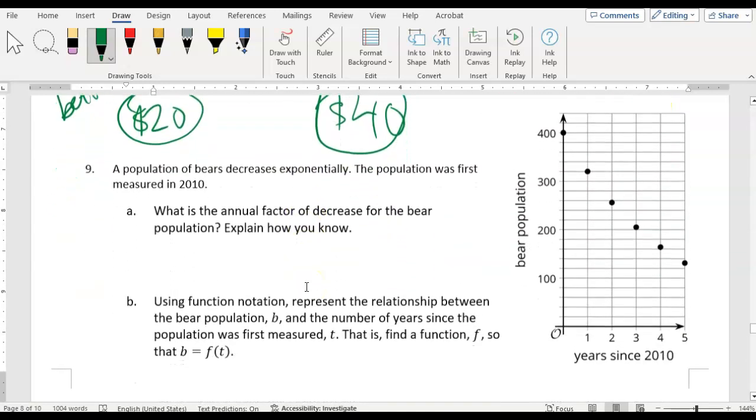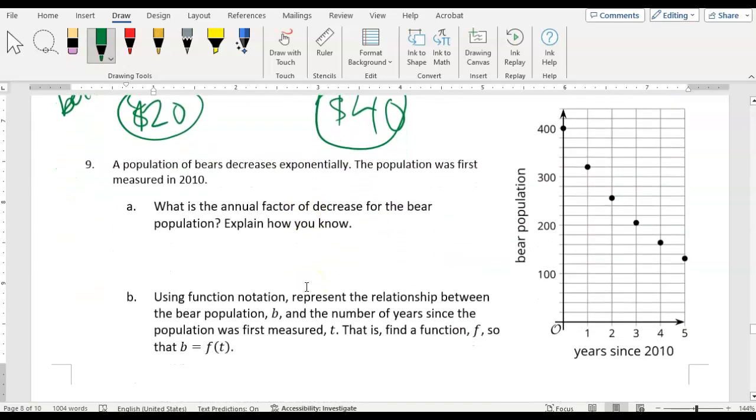All right, a population of bears decreases exponentially. The population was first measured in 2010. So this is a review of our exponential functions. Our starting amount is here. The annual factor, so it goes from 400 to about 320.